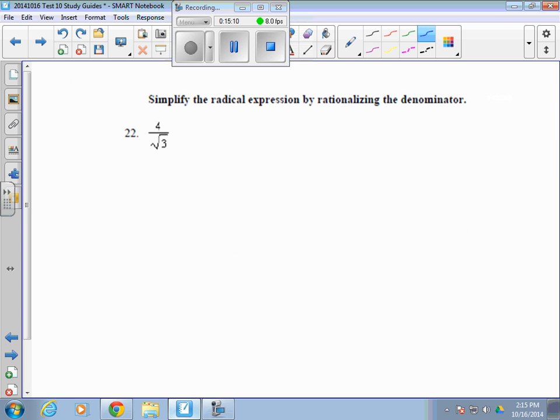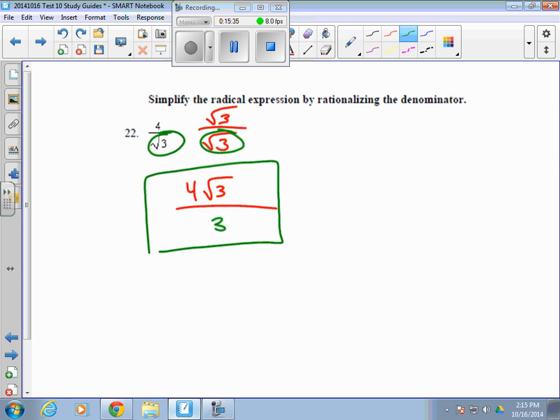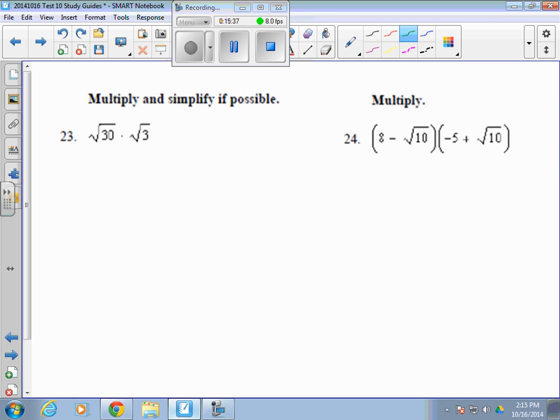Number 22 says simplify the radical by rationalizing the denominator. That just means whatever's at the bottom multiplied by whatever that is over itself. So 4 times the square root of 3 when you multiply straight across. The square root of 3 times the square root of 3. Remember, anytime you multiply the same thing by itself, just take that radicand out at the bottom, whatever that number is. Or you can multiply it out and see that you get the square root of 9, which simplifies back down to 3.